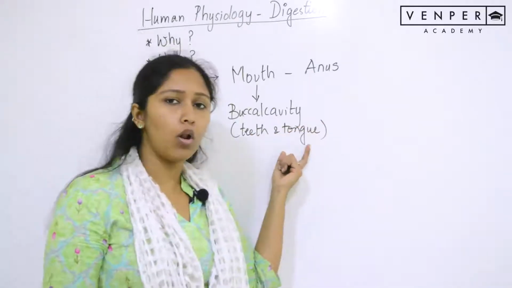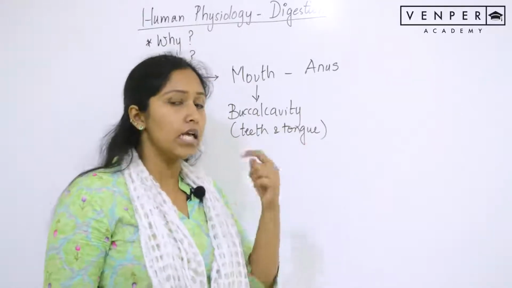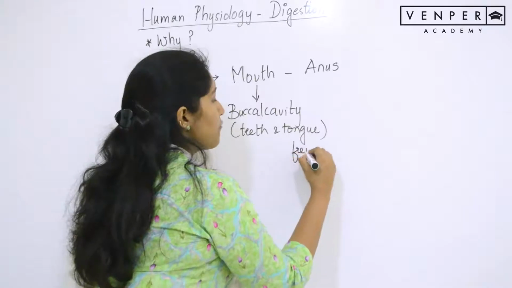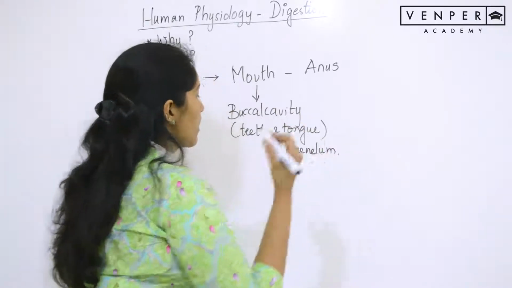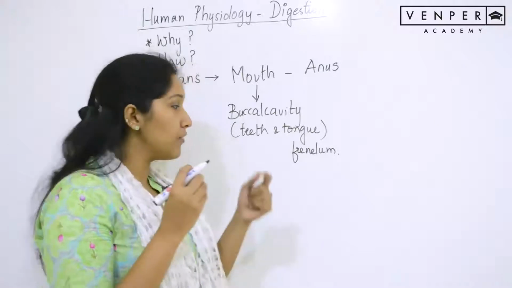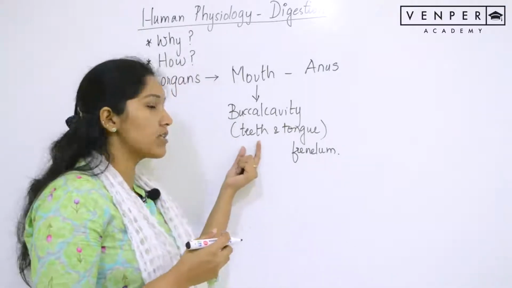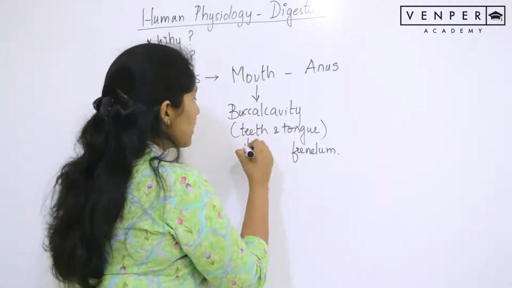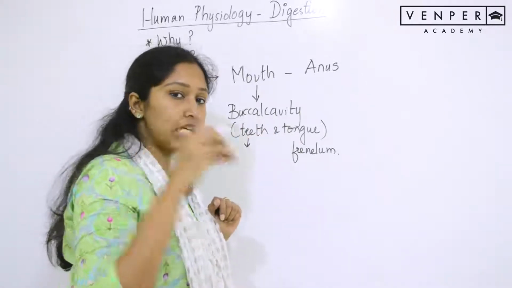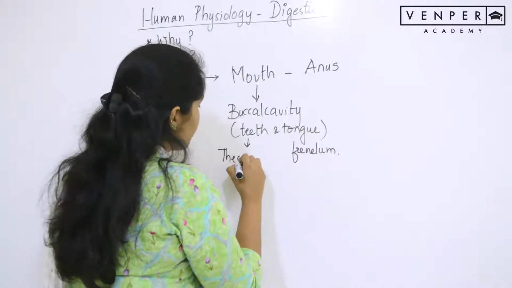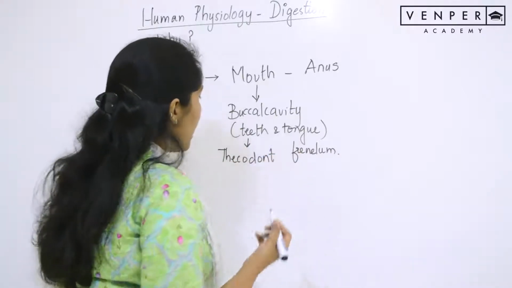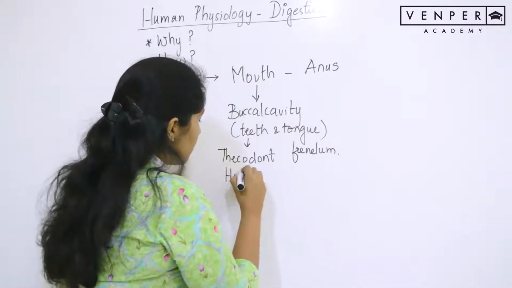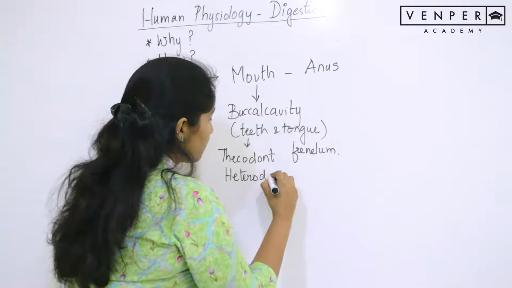So tongue, as we all know, is a very muscular organ that is attached to the lower part of the mouth with the help of a frenulum. And our teeth, we have different types of teeth and they are situated deep in the socket in our mouth, and that type of arrangement where the teeth are situated in a socket is called as thecodont. And the different types of teeth that we have, it's called heterodont.